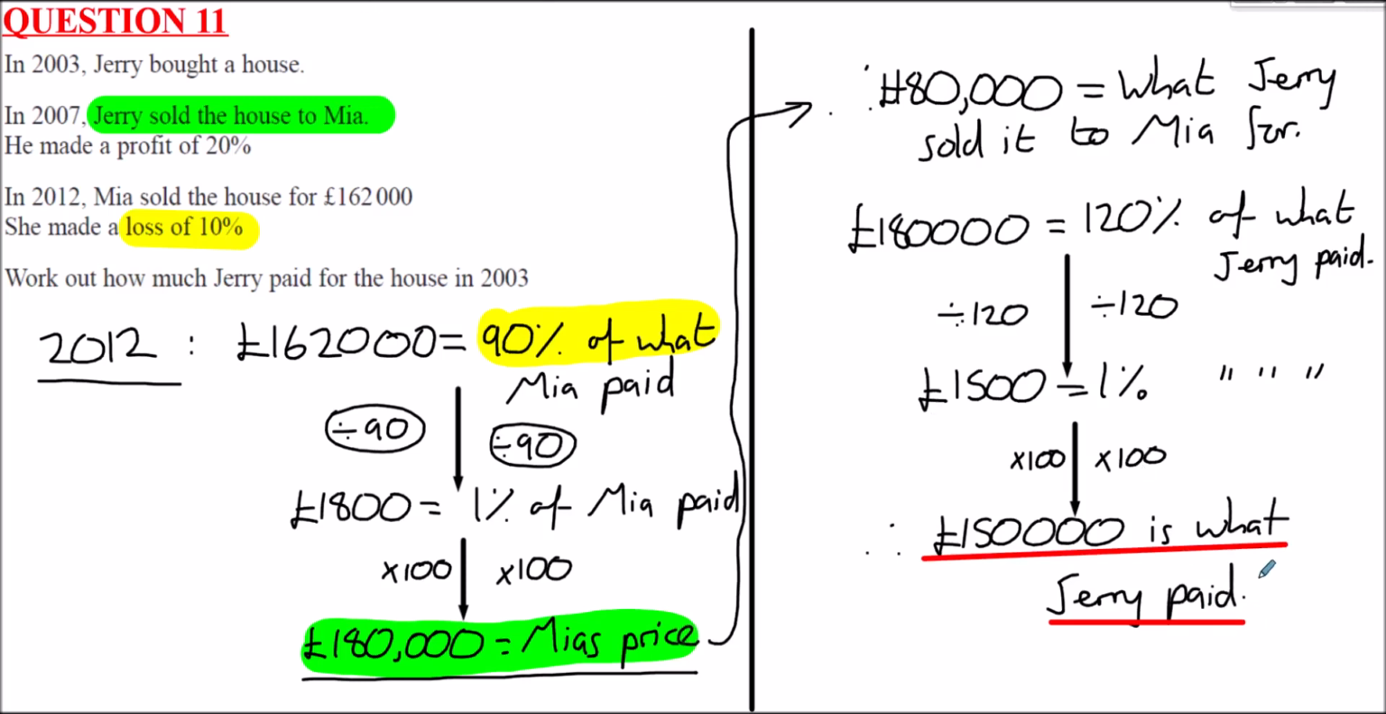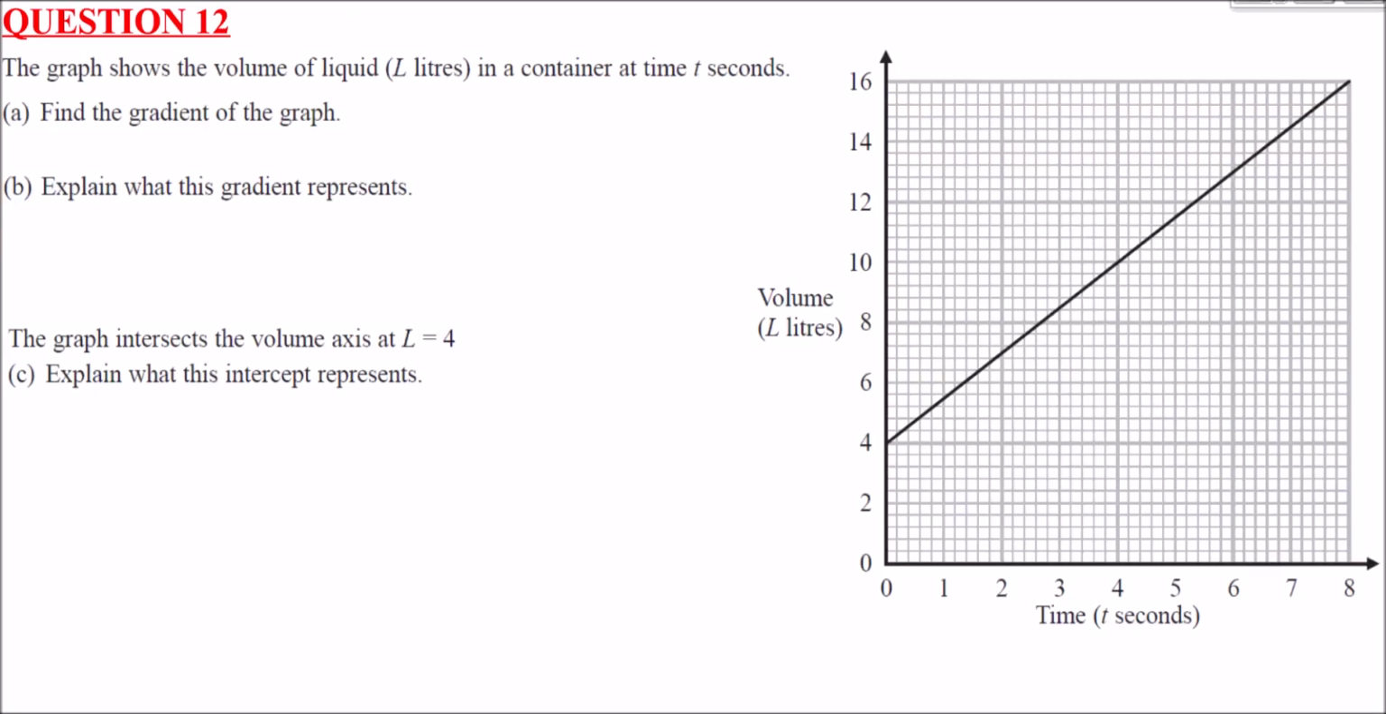So it's a back to front question. You need to work in reverse of that one. So potentially tricky, but there's a method to it, as you can see. Question 12, we need to interpret a straight line graph. So we've got this graph showing the volume of liquid, L litres, in a container at time t seconds.